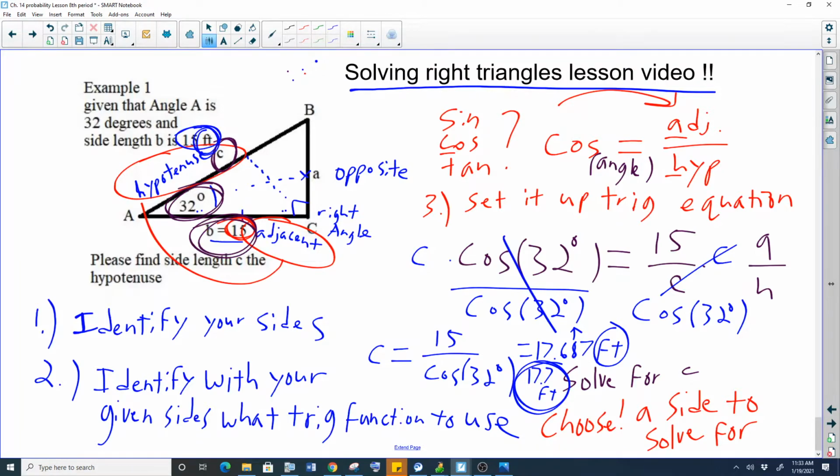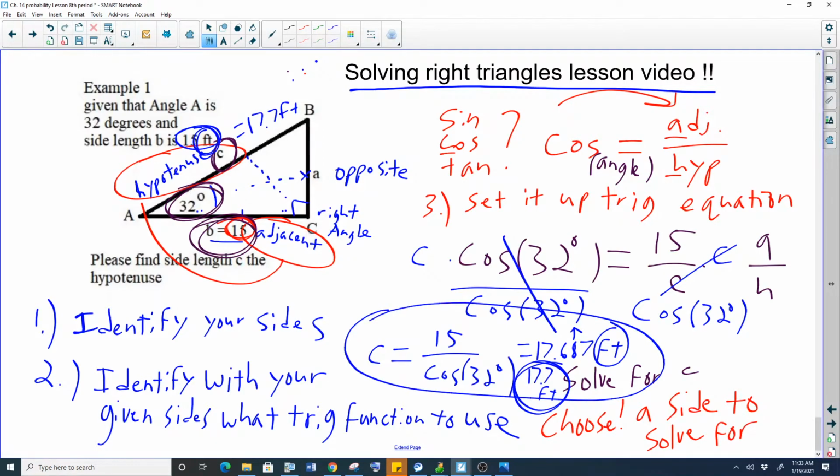I would probably not round it just yet until we find out if you're going to use the Pythagorean Theorem, just in case. But if not, you could probably be okay there. So that's going to be 17.7 feet. So there's side c done, right? We had to find a little c.